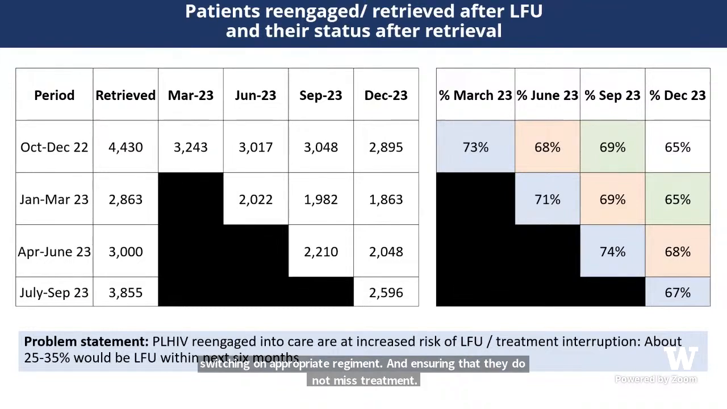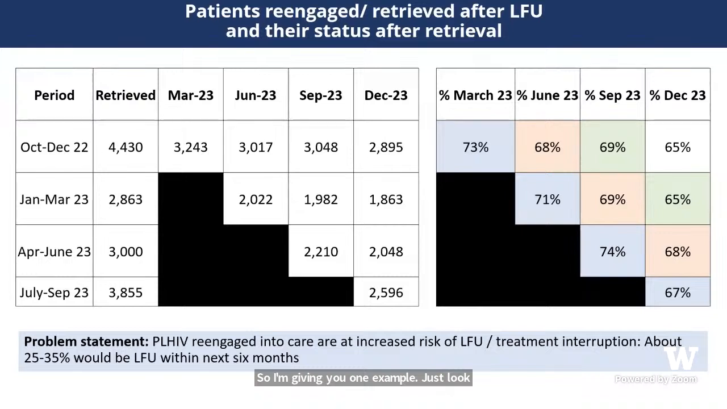So I'm giving you one example here. Just look at the table on my left first. See the time period from October to December. In that quarter, almost 4,000 patients were retrieved from LFU in one state. And what happened? I looked at them at the end of the next quarter, that is, in the month of March 23. When I saw that, almost 27% of the patients were lost to follow-up by the next quarter itself.